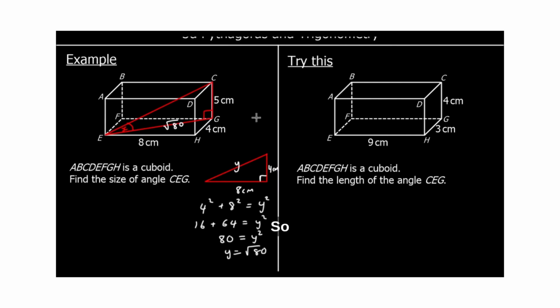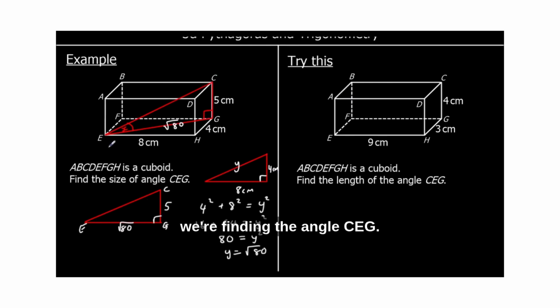So we've got a triangle CEG. We've got E to G is root 80. C to G is 5. And we're finding the angle CEG. We're finding this angle here.